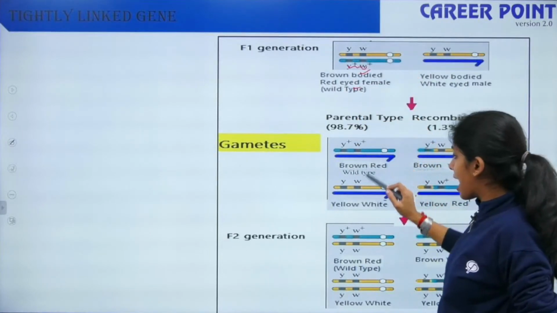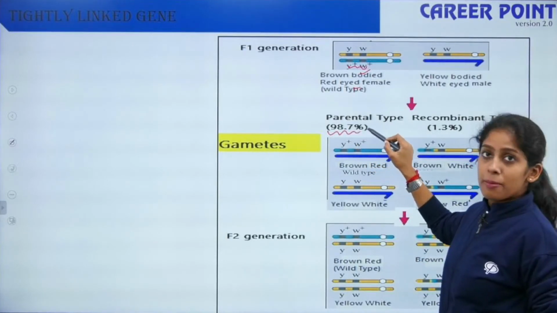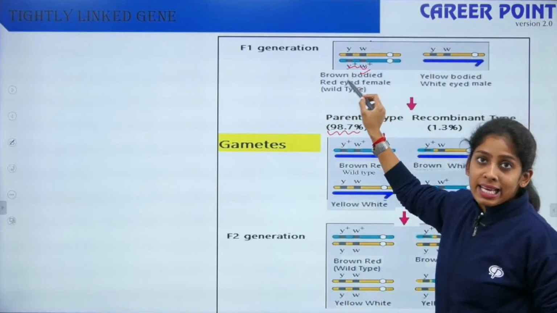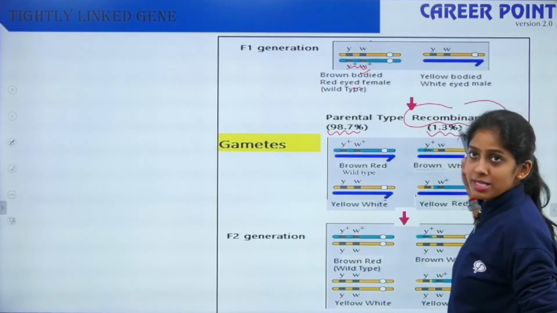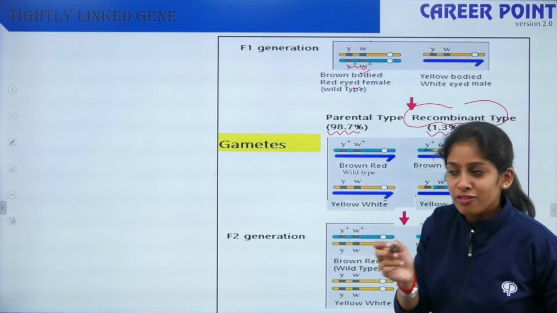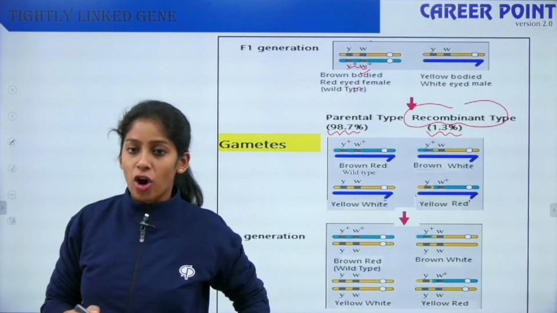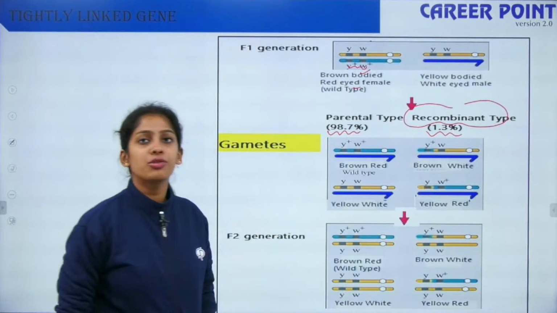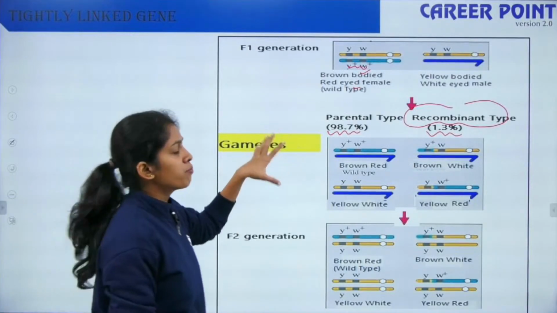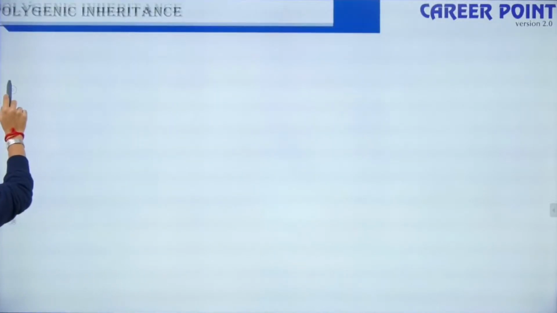So here the parental combination is pretty high, that is 98.7%. So this is complete linkage. But the recombinant type is very rare, 1.3%. So hardly one offspring out of the 40-50 offspring the fly gives birth to will be of the recombinant type. I never said you will not have recombinants, but the amount of recombinants will be less. The amount of parental combinations will be pretty high. Okay, so let's move forward.